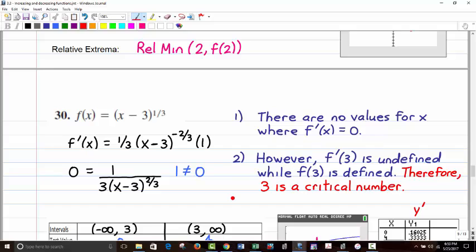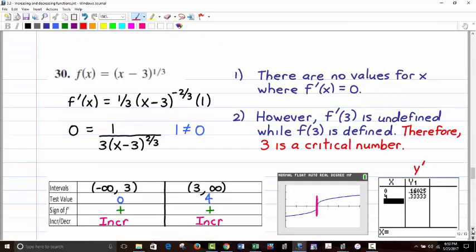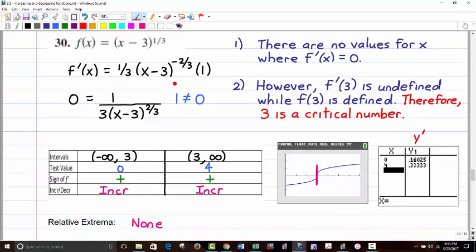However, look what I wrote over here. f prime of 3 would be undefined, but f of 3 is defined. It's all because of that fractional exponent being less than 1. That's going to happen every time. Therefore, 3 is a critical number. So it might have been really easy to stop right here and think you had no critical numbers. It's unlikely I would ask that on a test question, but you have a function with natural critical numbers.